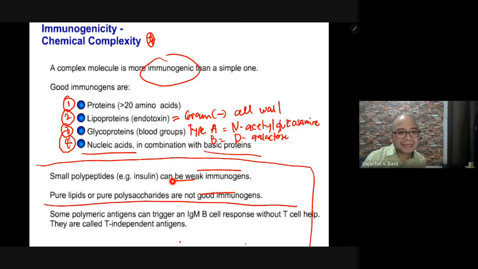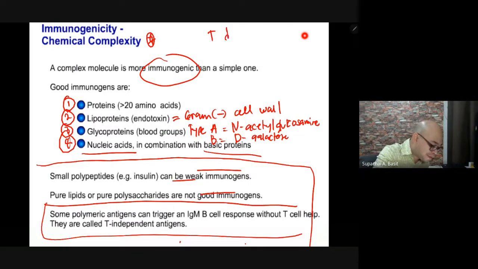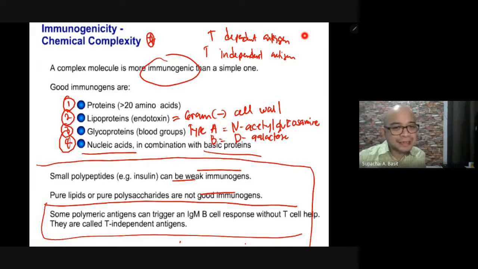Also, antigen can be of two types. We will be discussing this later on, though it was already mentioned here. So we have T-dependent antigen. And the other one is the T-independent antigen. So what's the difference? When you say an antigen that can trigger immune response without the help of T helper cell, it's called T-independent antigen. But if a certain antigen would need the help of T helper cell, so that antigen is considered to be a T-dependent antigen. So kung kailangan ng help, T-dependent. If hindi kailangan ng help ni T helper cell, so that's what you call the T-independent antigen.